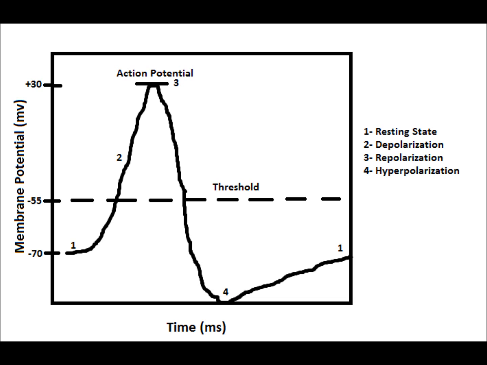In step 1, the resting stage, both the sodium and potassium pumps are closed. Resting stage always begins at negative 70 millivolts. Step 2, depolarization, is when sodium enters the muscle fiber from the synaptic cleft and the sodium gate opens. In step 3, repolarization, the potassium gates open and action potential is reached. In step 4, hyperpolarization, both of the potassium and sodium gates open.